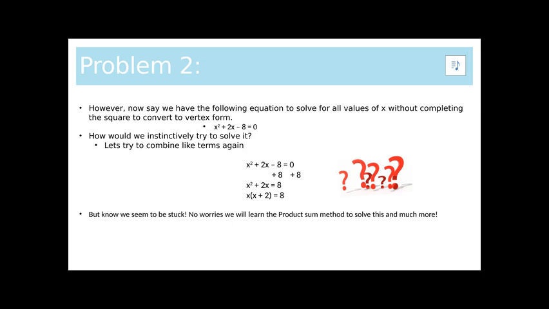So we could try to pull out an x. If we pull out an x, we have x, and then left inside we would have x plus 2 equals 8. But we can't just solve it from that because it's not equal to 0. We can't isolate both those terms like we have in the past. So now we're going to get into how we could solve these problems today using the product sum method.